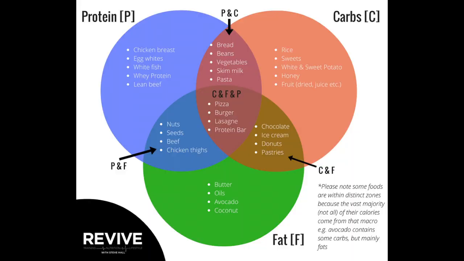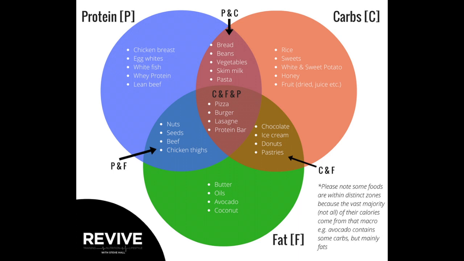So I've included this Venn diagram so that you can visually see the types of foods that belong in each macro category. If we look at protein, the blue circle, we'll see things such as chicken breast, egg whites, lean beef. If we look at the carb circle, which is the red one, we'll see things such as rice, honey, fruit, oatmeal. And then the green circle represents fat, and we see things such as oils, avocado, and butter in there.